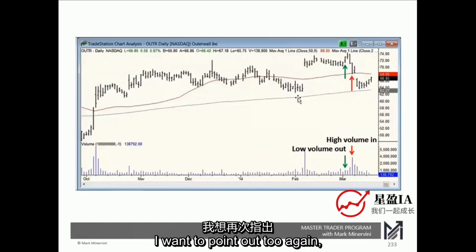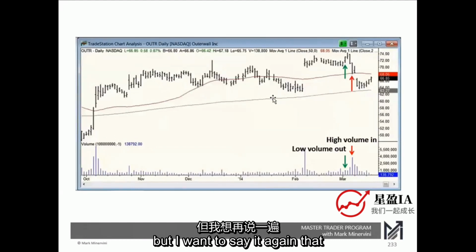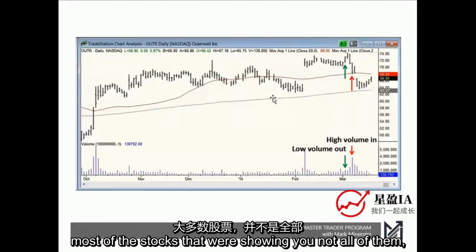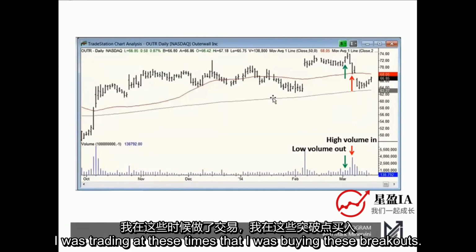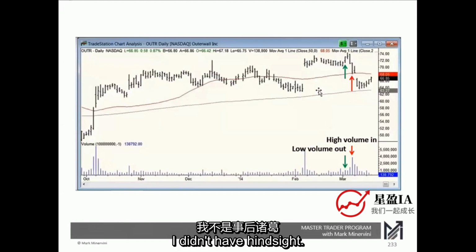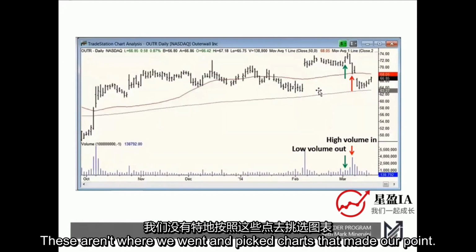I want to point out too, again, I said this before, but I want to say it again, that most of the stocks that we're showing you, not all of them, but the grand majority of them, I was trading at these times, buying these breakouts. And I didn't have hindsight. There was no hindsight. These aren't where we went and picked charts that made our point.